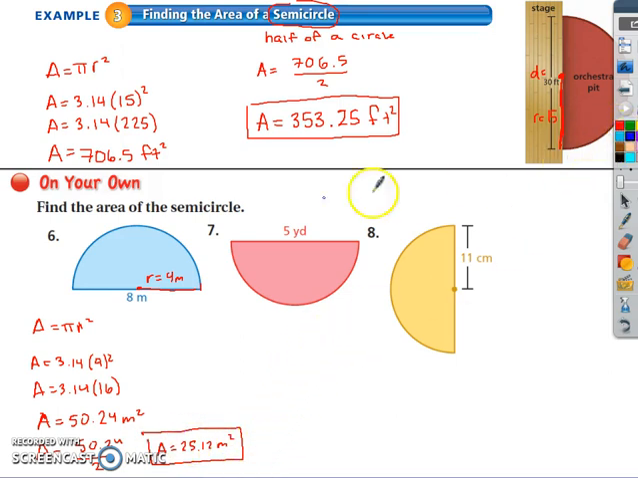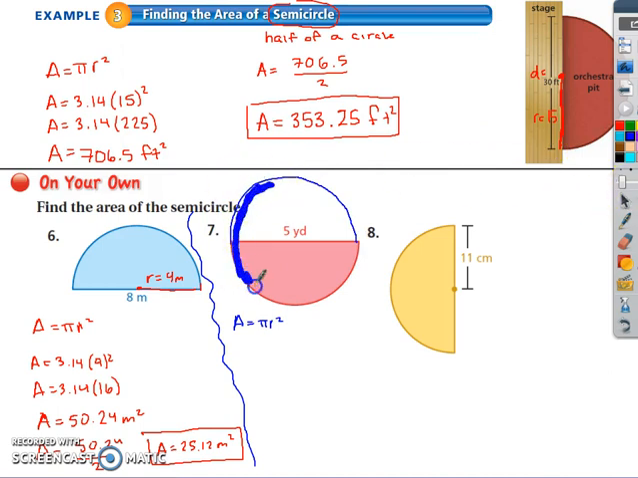In number 7, we're going to go ahead and do the same thing. Area equals pi times the radius squared. We're going to pretend this is a whole circle and find that area first. And really what we're finding, just to make this a little bit more clear, is this circle if it were all shaded in.